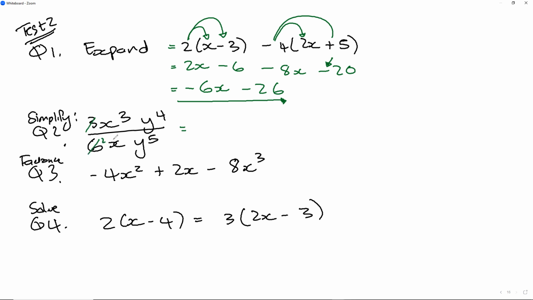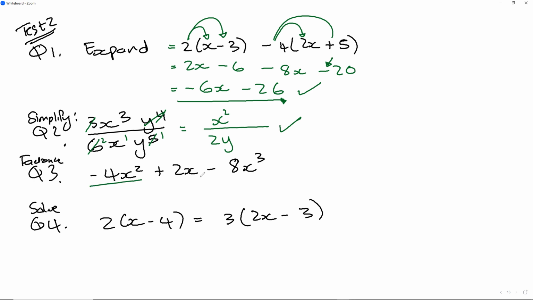The next one, 3 goes into 6 2 times, so this will be 2 here. 3 minus 1 will give you x to the power of 2 at the top. And then y to the power of 4 cancels with y to the power of 5, leaving 1 more y at the bottom. Final answer, x squared over 2y.